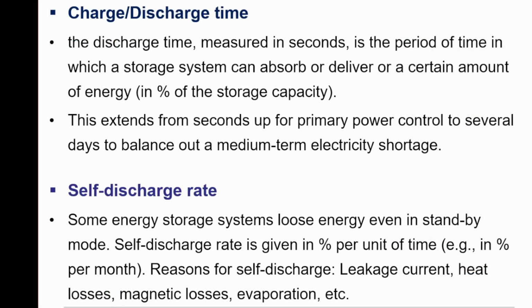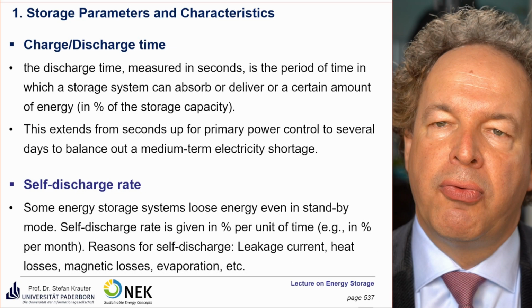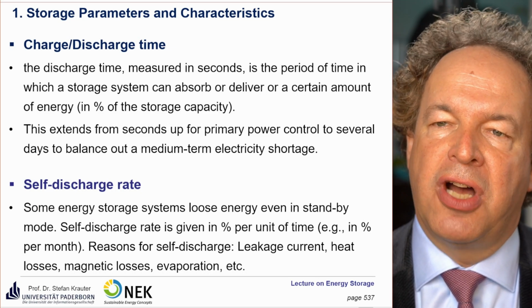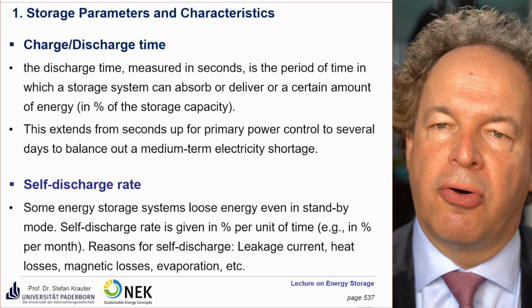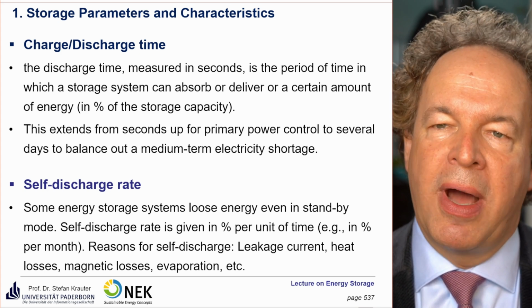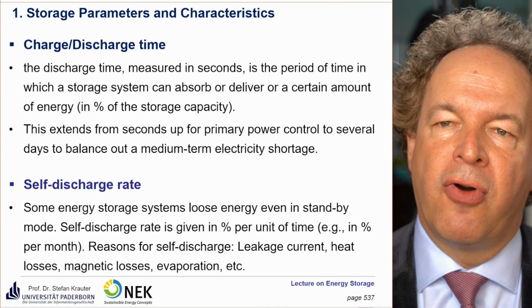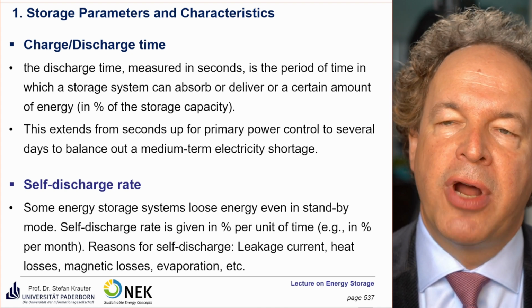Then we'll discuss the self-discharge rate. Some energy storage systems lose energy even in standby mode. Self-discharge is given in percent per unit of time, for example in percent per month. Reasons for that self-discharge are, for example, a leakage current, or if you have a thermal storage, heat losses, or magnetic losses, or for example for pumped hydro systems, evaporation.